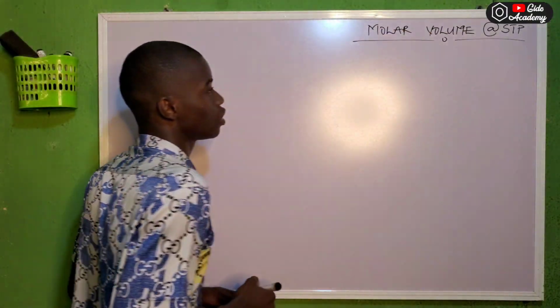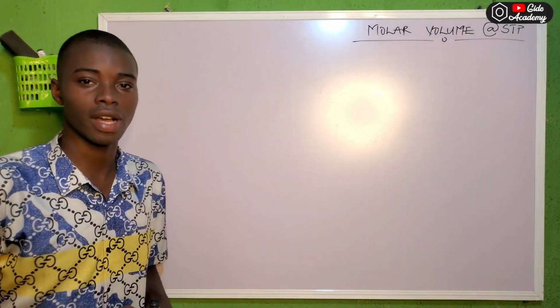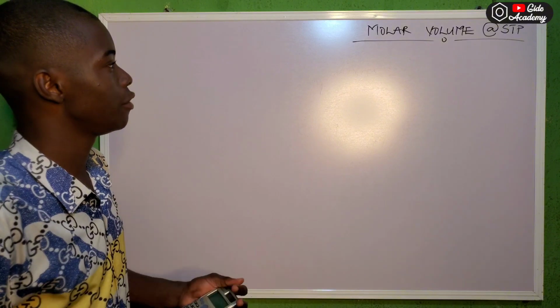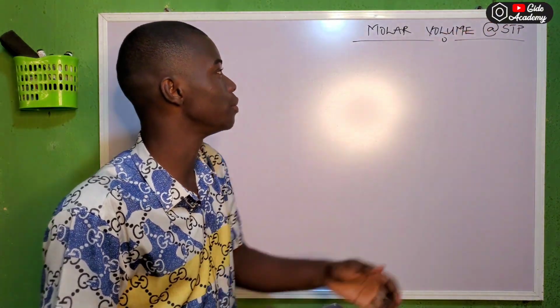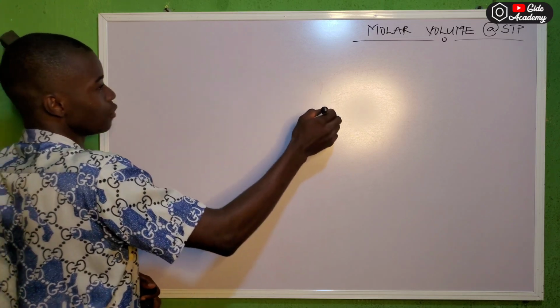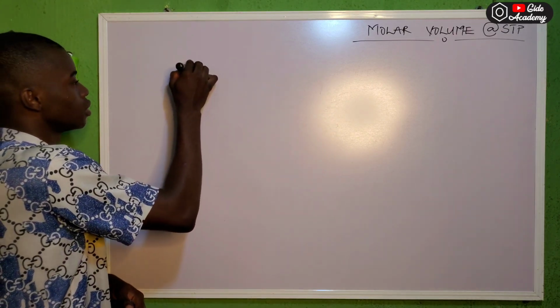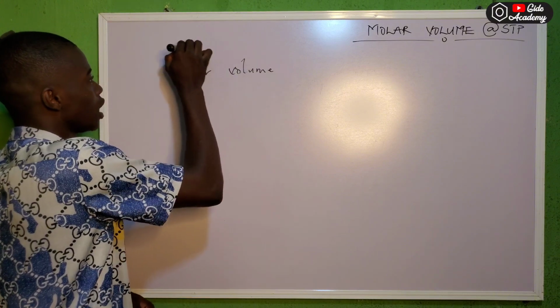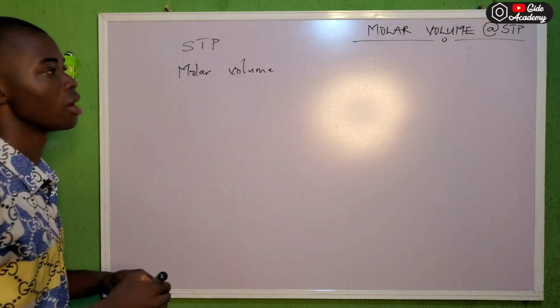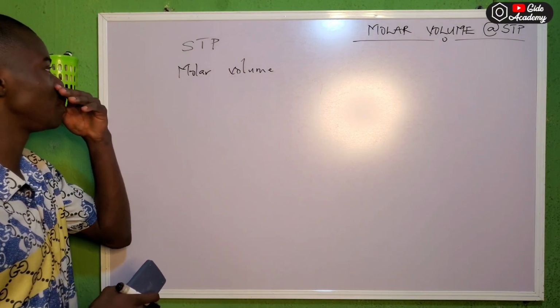Welcome to another part of kinetic theory of gases or gas law. In this video, I'll be explaining molar volume at STP. So there are two concepts here. The first one is molar volume, while the next one is STP. So if I may ask, what's the meaning of STP?